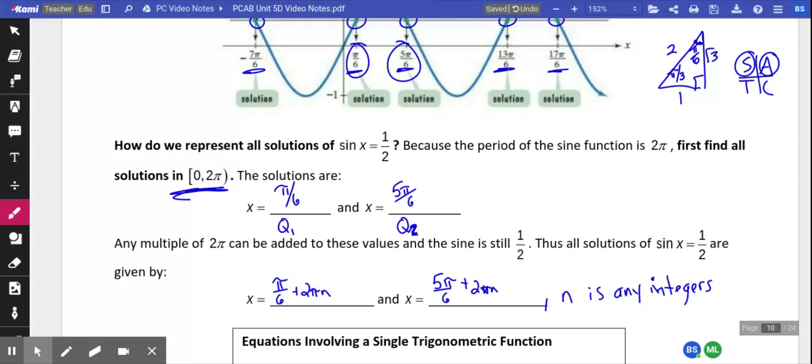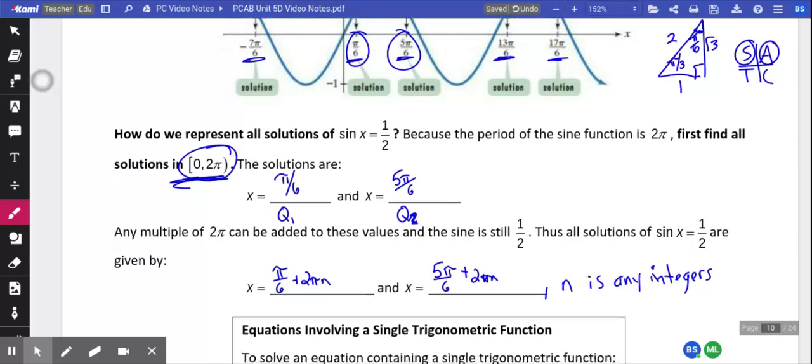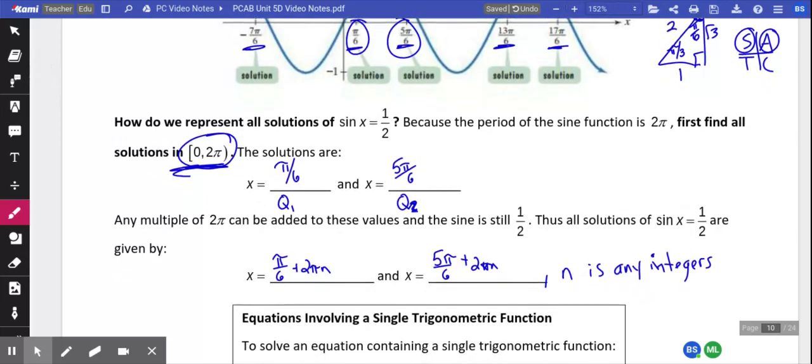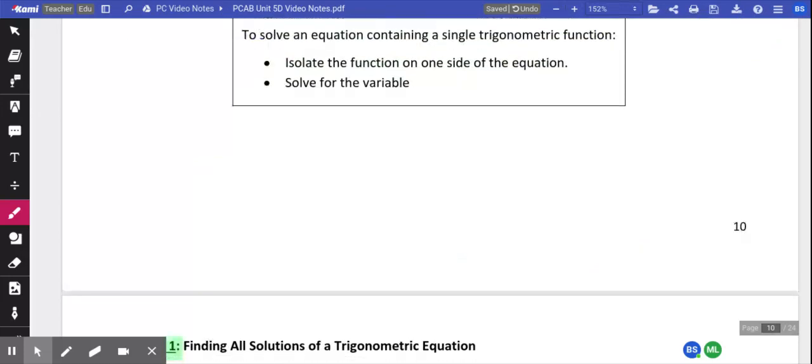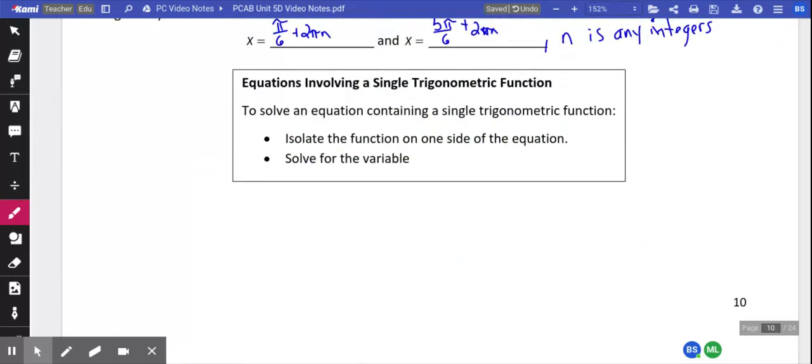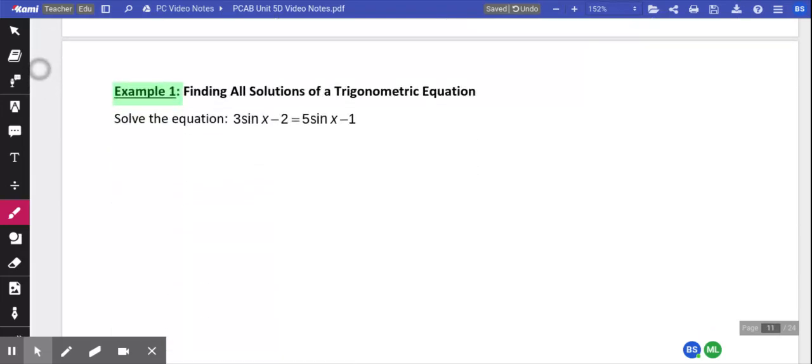The whole idea is that we can add or subtract a full rotation to get our coterminal angles to get the same thing. Usually we will deal with something where we say between 0 and 2 pi, but if it does not, we need to add in the coterminal piece, our periodic aspect to our graphs. So you have a couple tips and tricks here. Isolate the trig function on one side, put everything else on the other, and solve. So for this one, I want to maybe subtract 5 sine of x from both sides.